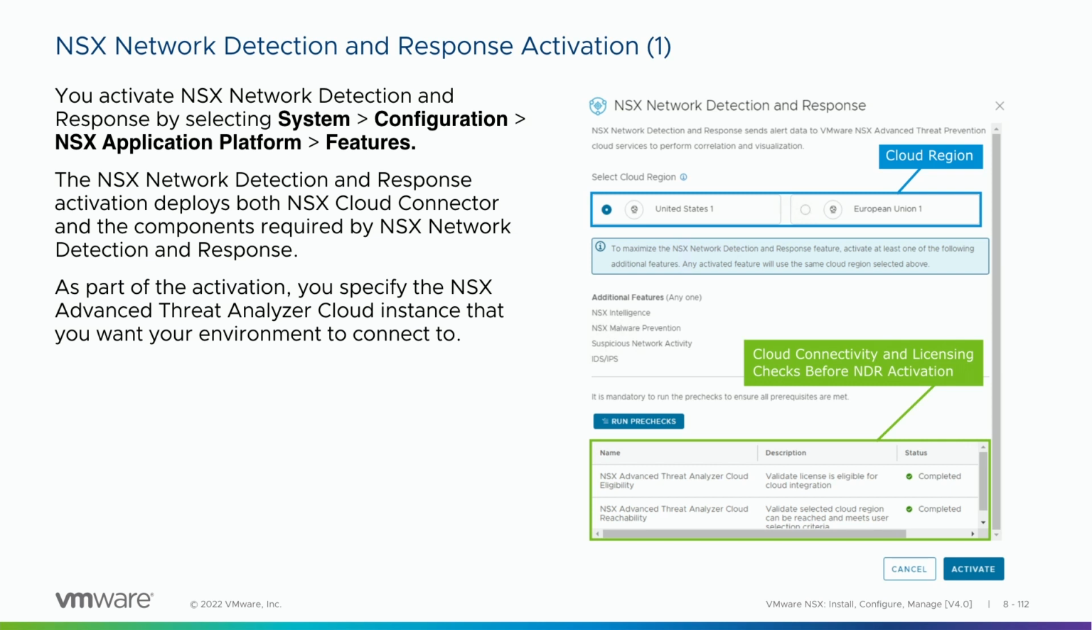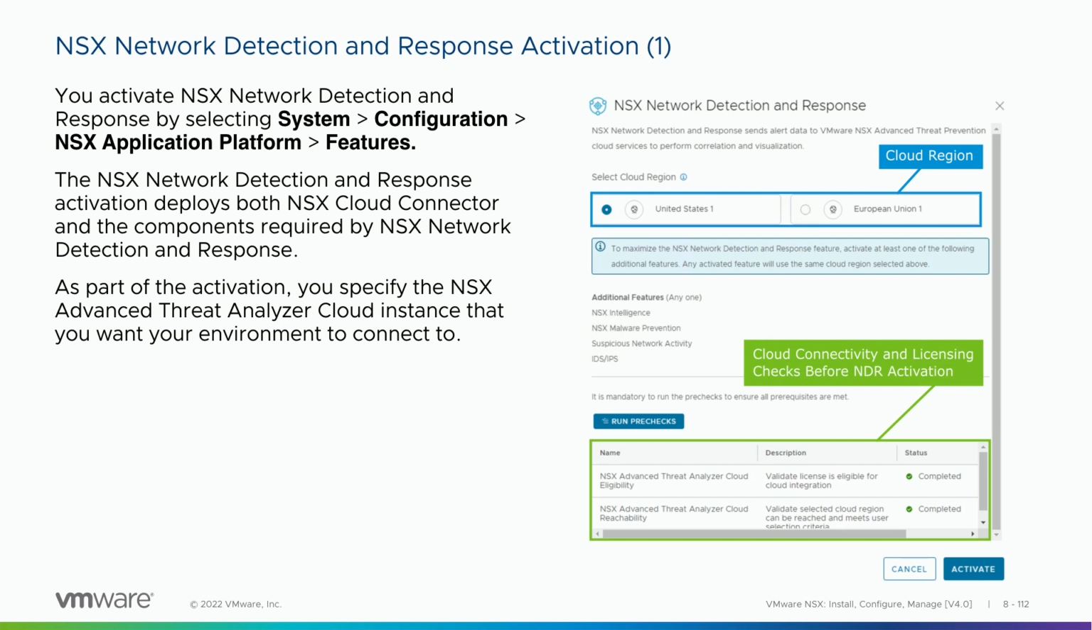If I have already deployed malware prevention, say you enable these things in the order we've gone through them in these videos, my cloud selection is going to be grayed out because I've already selected a cloud to use with application platform and its features. NDR and malware prevention are the two services that require us to choose a cloud right now. I'm going to choose one, and then the other service will not ask.